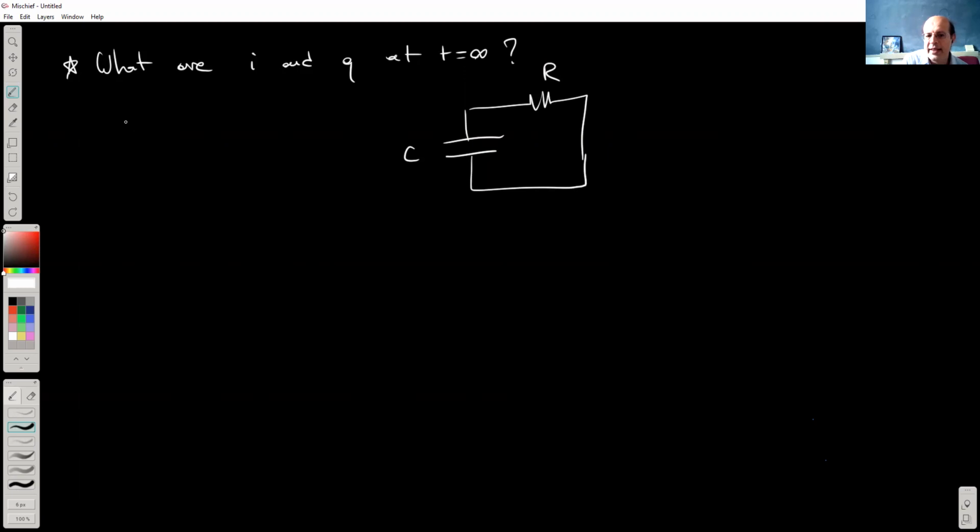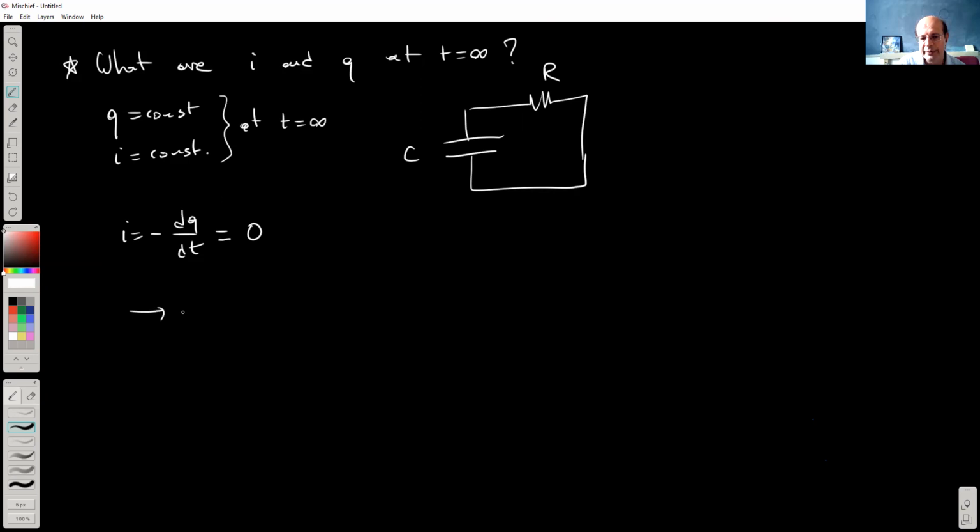So obviously nothing is changing. So basically Q is a constant now, and the current is a constant now. So that's the thing that we can say. At time t equals infinity, all of the quantities become constant. When the charge is constant, the current, which is the rate of change of the charge, has to be equal to 0. It doesn't matter what the sign is, the current is equal to 0.